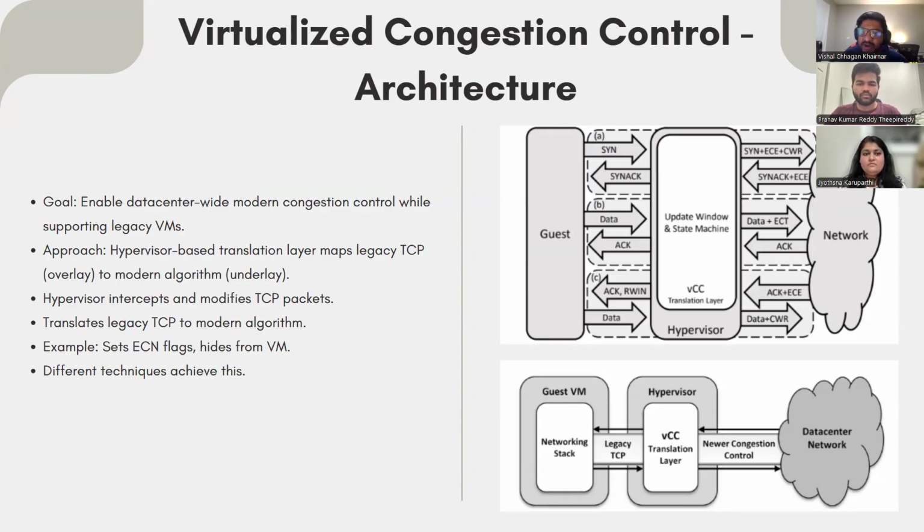The VCC architecture is all about the hypervisor sitting between the VM and the network, as shown in this figure, tweaking the TCP packets to make a legacy VM act modern. This is how VCC sets the ECN flag in packets to avoid congestion while hiding those changes from the VM. It's like a translator rewriting messages on the fly. The hypervisor intercepts packets, modifies them, and keeps TCP working smoothly. There are different ways to do this, and we'll explore those techniques next.